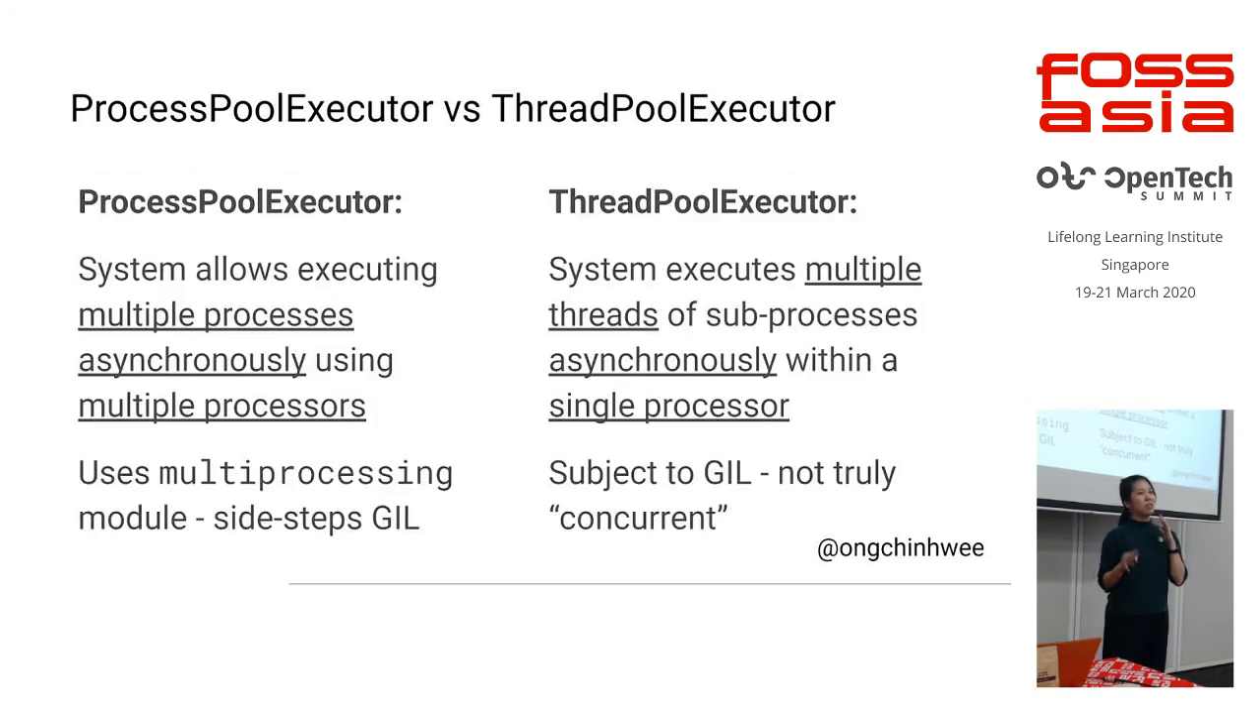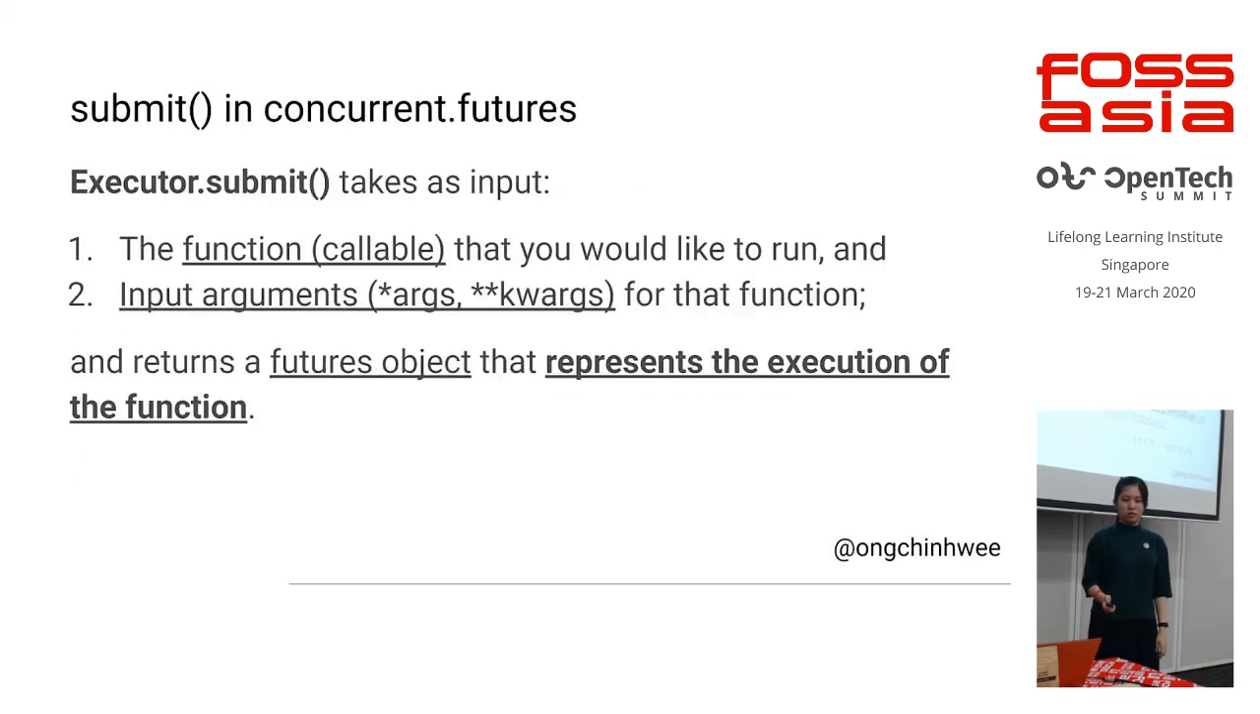Remember that we talked about multi-threading and multi-processing. Process pool executor is your multi-processing. Thread pool executor is your multi-threading. Because process pool executor uses multi-processing, it will sidestep the GIL, which means that you don't need to worry about your threading issues. But for thread pool executor, you still need to worry about the GIL, because you need to be concerned about locking. That is the difference between the two executors.